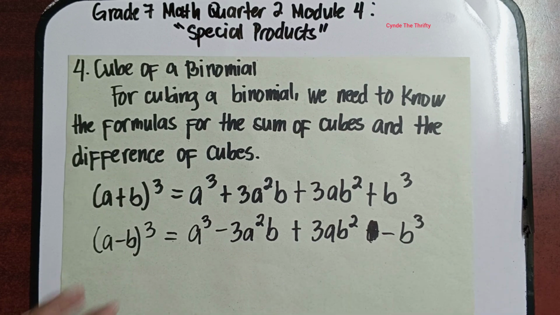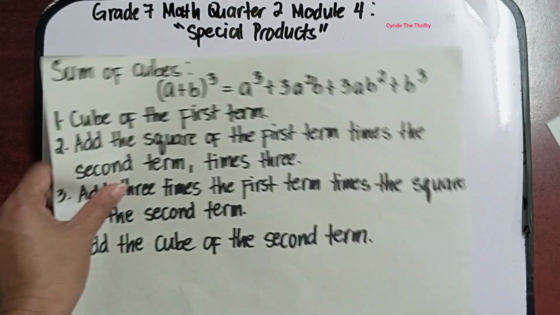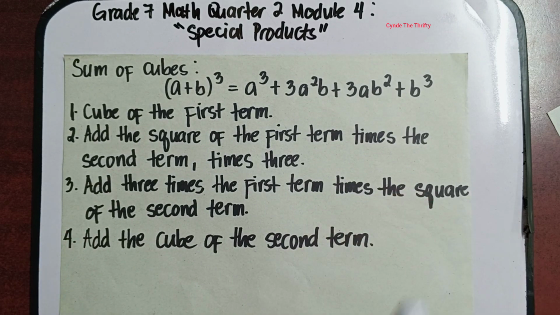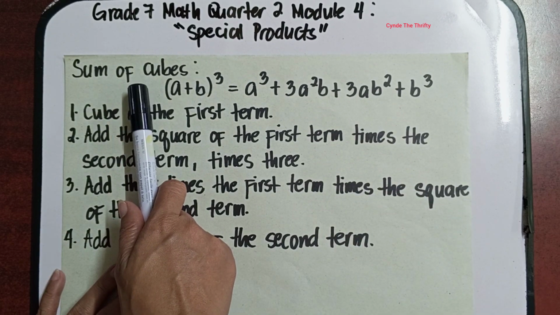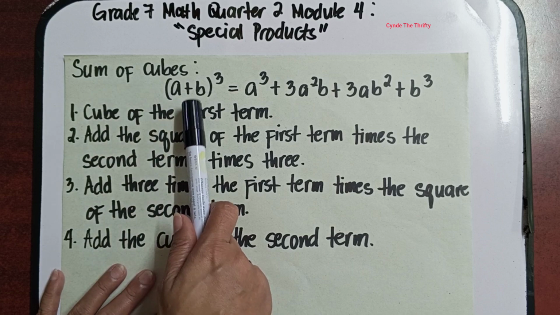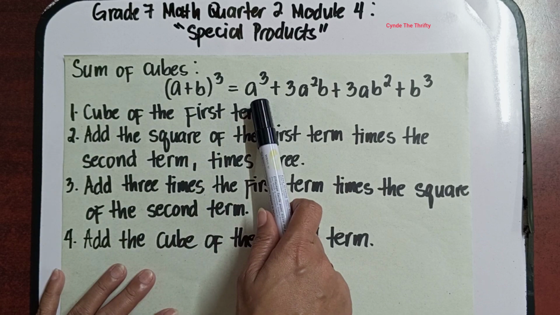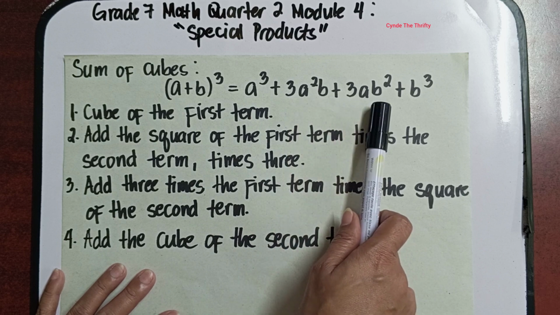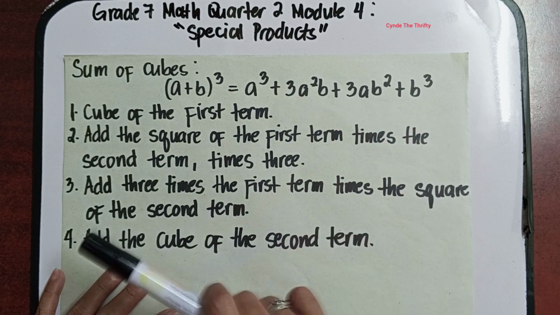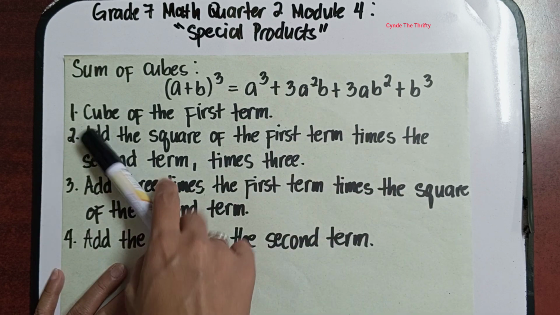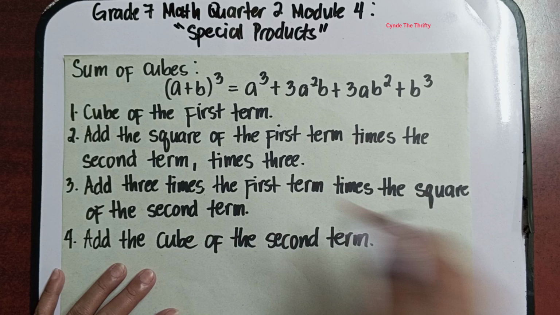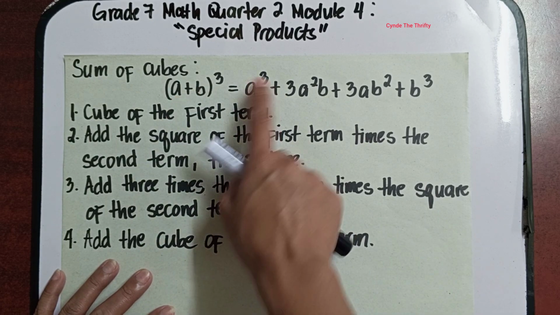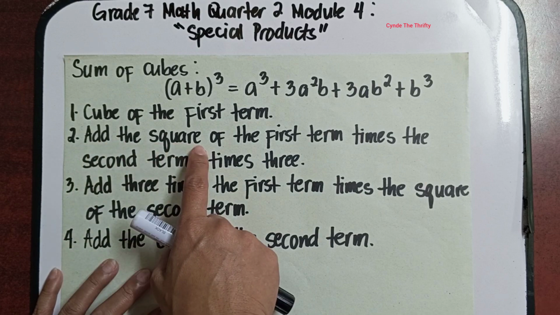Para matandaan natin, pag-aralan natin itong mga steps kung paano natin na-arrive ang ating formula or ang ating sagot. Sa sum of cubes muna tayo. So that is A plus B cube is equal to A cube plus 3A squared B plus 3AB squared plus B cube. Okay, so paano ito nangyari? First, cube the first term. Ano ba yung first term natin? Si A. So i-cube natin si A. That's why A cube.